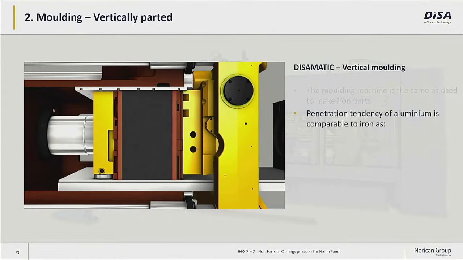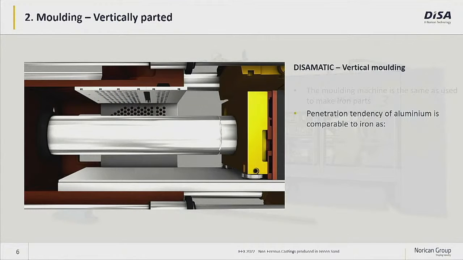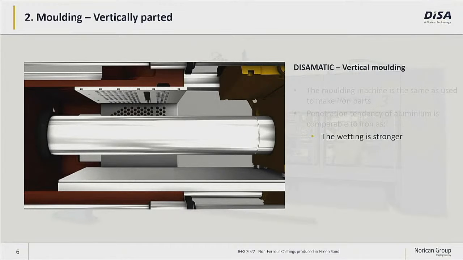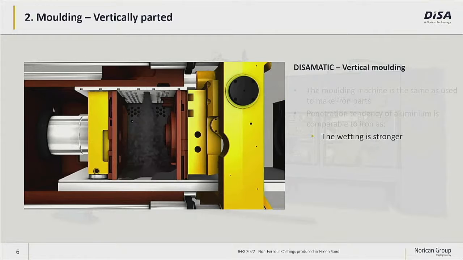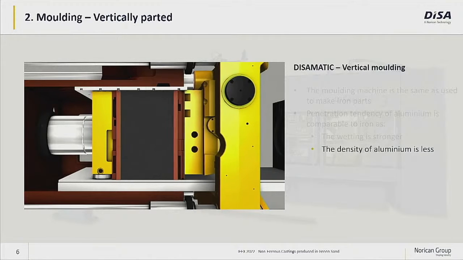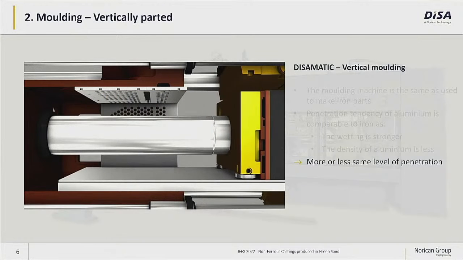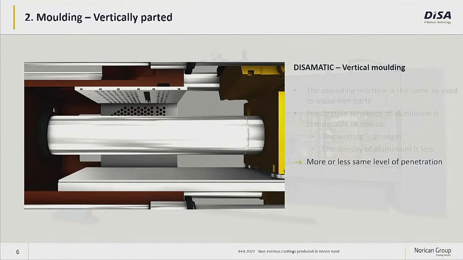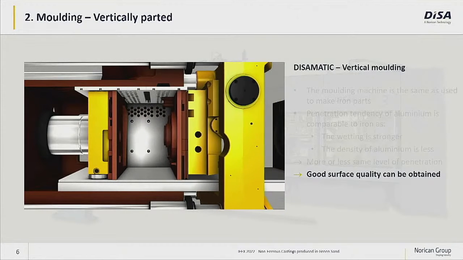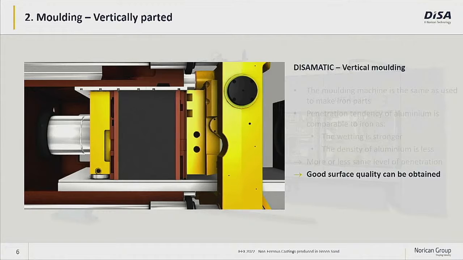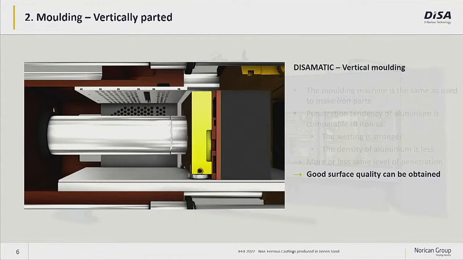If we look at aluminium, then we will see that the tendency of penetration will be more or less the same as for iron. This is because the wetting is much stronger for aluminum, but on the other hand, the density of aluminum is much less. So at the end of the day, we will have more or less the same tendency to penetration of aluminum as we have for iron. And this means that we can get very good surface qualities of castings coming from green sand molds, even though we use sand as molding material.